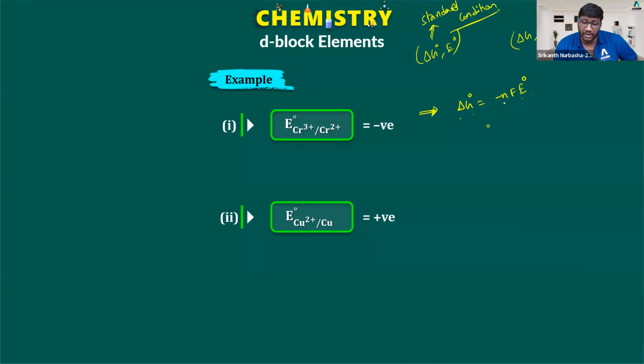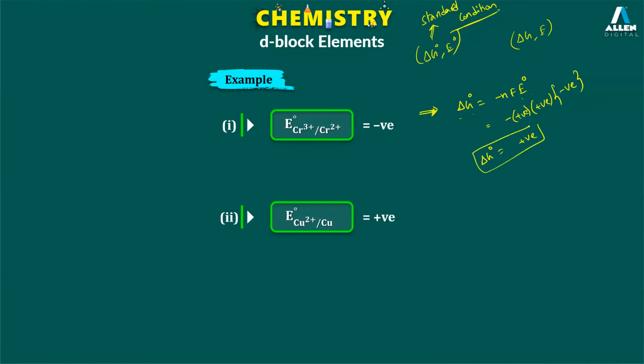Delta G naught is equal to minus nFE naught, and E naught of Cr+3 to Cr+2 is negative. That means minus n is a negative quantity times F, which is a Faraday and positive, and E naught is negative. So is delta G naught positive or negative? Negative of negative will be positive. Delta G naught positive means non-spontaneous or spontaneous? Non-spontaneous.